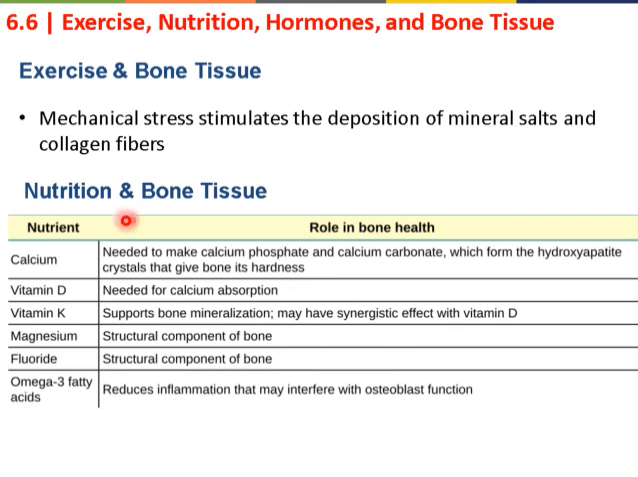Okay, now in nutrition and bone, we do know that there are many nutrients that affect our bone health. However, the most common and the most important nutrient that we need for our bone health is calcium. Calcium simply can be found in dairy or any type of milk.